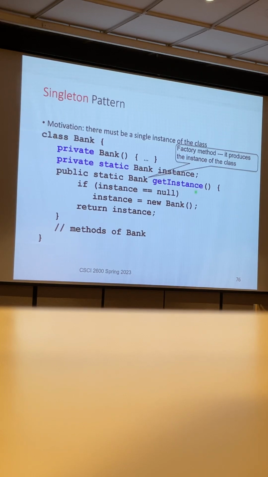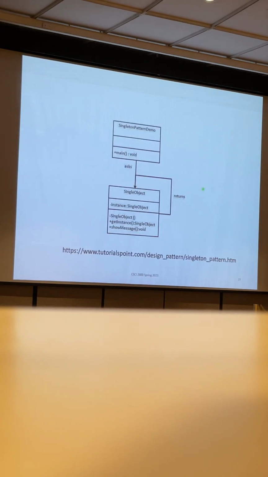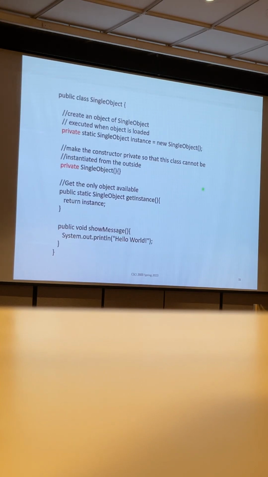And since no one is able to create Bank instances directly, that guarantees that at most one object of type Bank is ever going to be created. That can be null, that can be zero, that can be none if getInstance was never called. But there can never be more than one Bank object. So this is the diagram of this example, and this is the corresponding code.